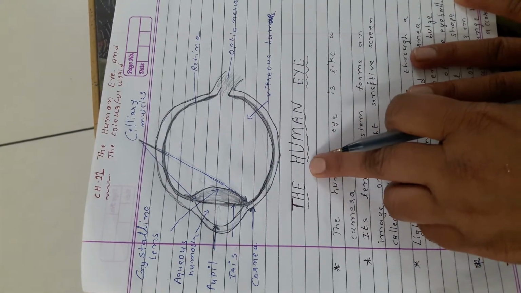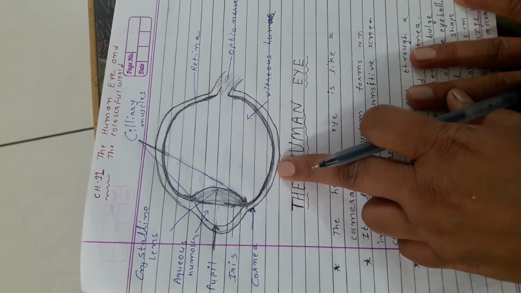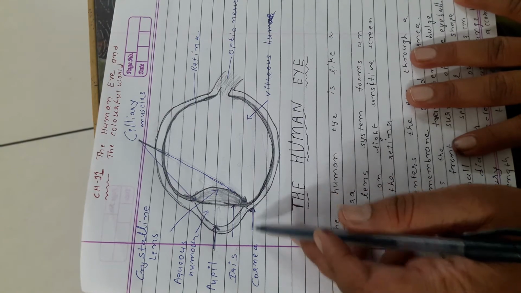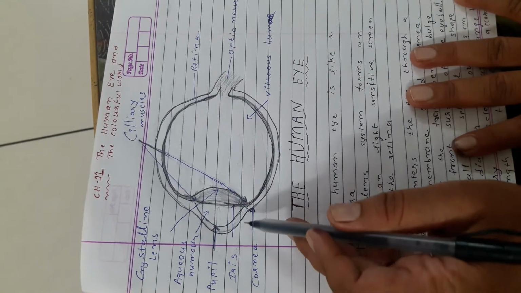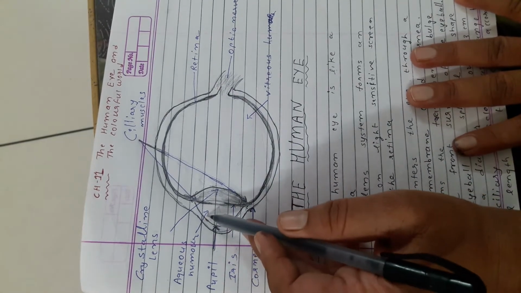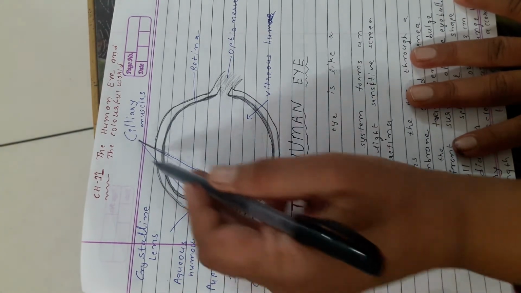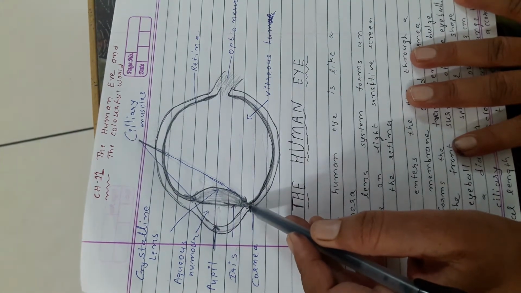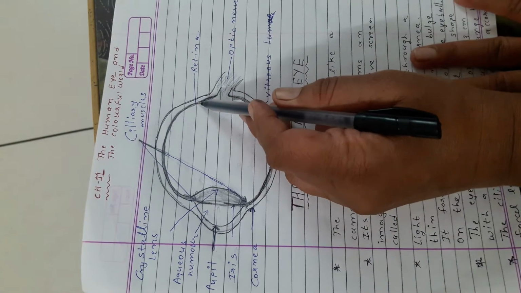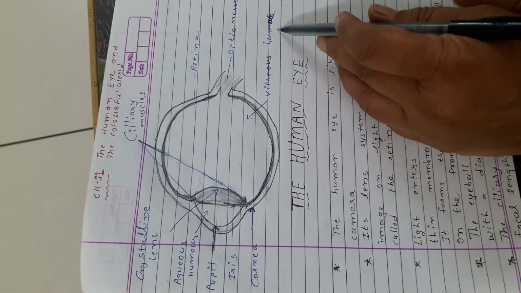Now first I will explain to you the structure of the human eye. Now the different parts of the human eye. See the figure. This is the cornea, this is the iris, this is the pupil, this is the aqueous humor, this is the lens, these are the ciliary muscles, this is the retina, the optic nerves and the vitreous humor.